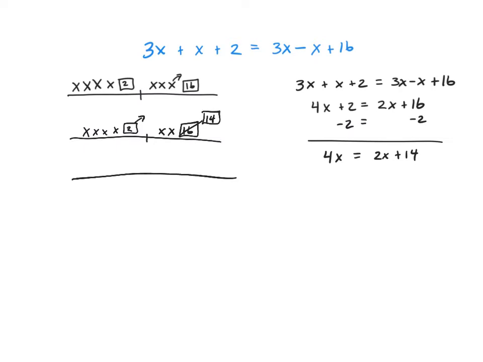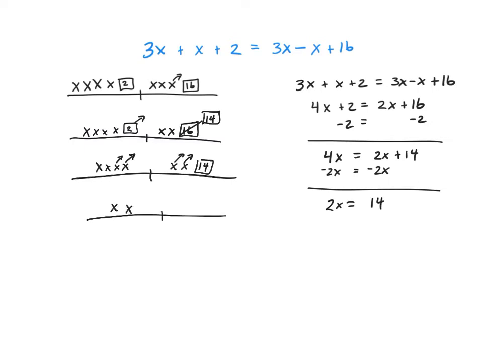My next step in pictorial will be to remove 2 x's from both sides. So I'm going to show that, 2 x's from both sides. And do the same thing on the right-hand side, 2 x's from both sides. That leaves me with 2x equals 14.